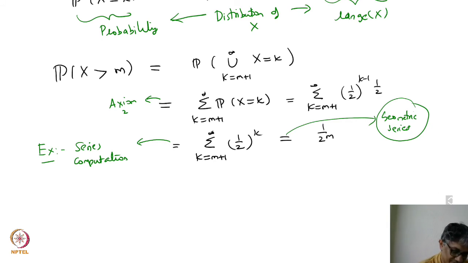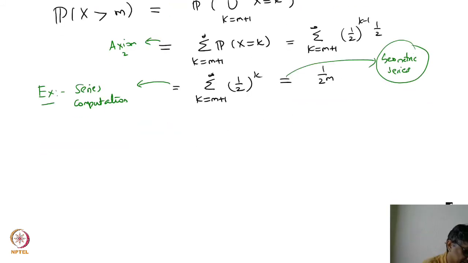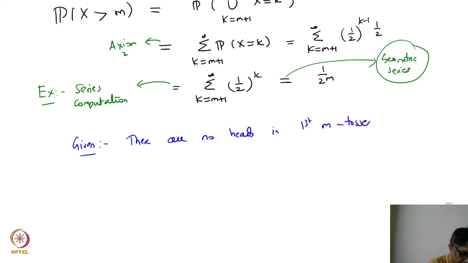So that's one thing. Now let's do a simple thing. Let's say I have waited till m trials. Let me write it in blue. So let's say I'm given the following fact: I'm given that there are no heads in the first m tosses.